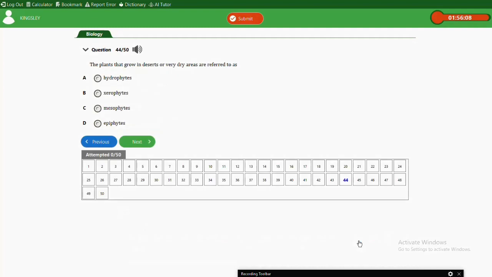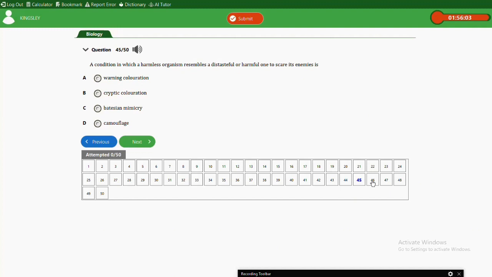So let's look at the next question, guys. The next question here says, the plants that grow in deserts or very dry areas are referred to as A, hydrophytes, B, xerophytes, C, mesophytes, D, epiphytes. So guys, the correct option here is option B, and that's xerophytes. So let's look at the next question here, and that's question number 45.